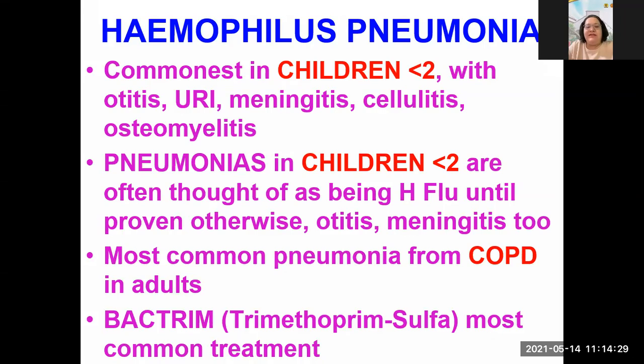So otitis infections, that means infections of the ear. Meningitis, which means inflammation of the meninges of the brain. It can be a sequelae of Haemophilus infection. So this is the most common pneumonia in COPD in adults, and usually Bactrim is an effective treatment, or cotrimoxazole. This is a sulfa drug.